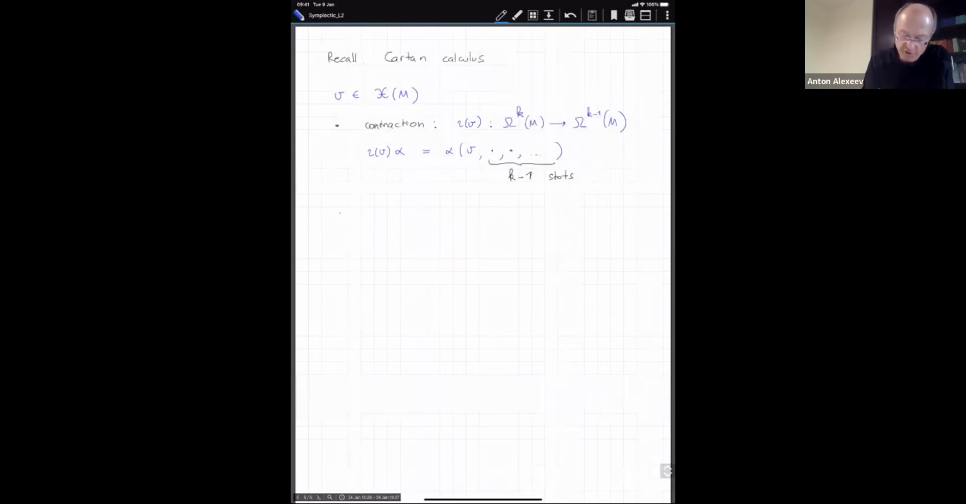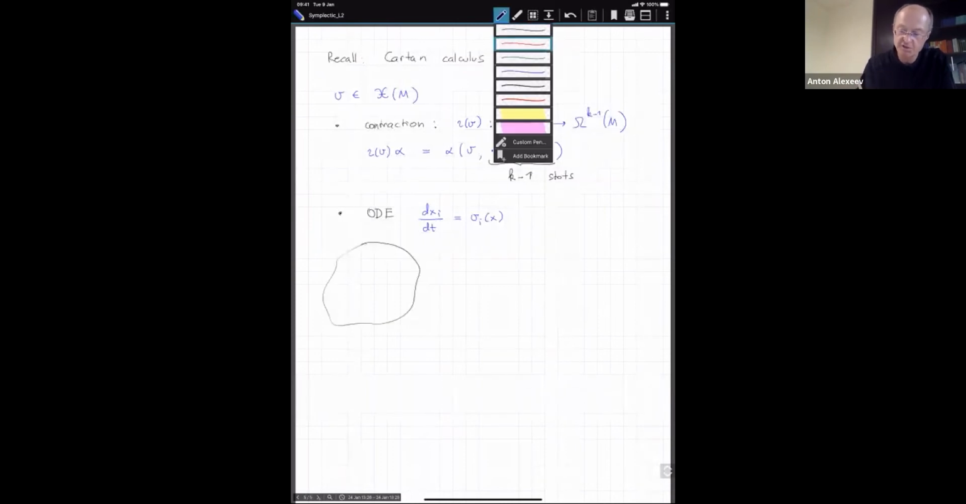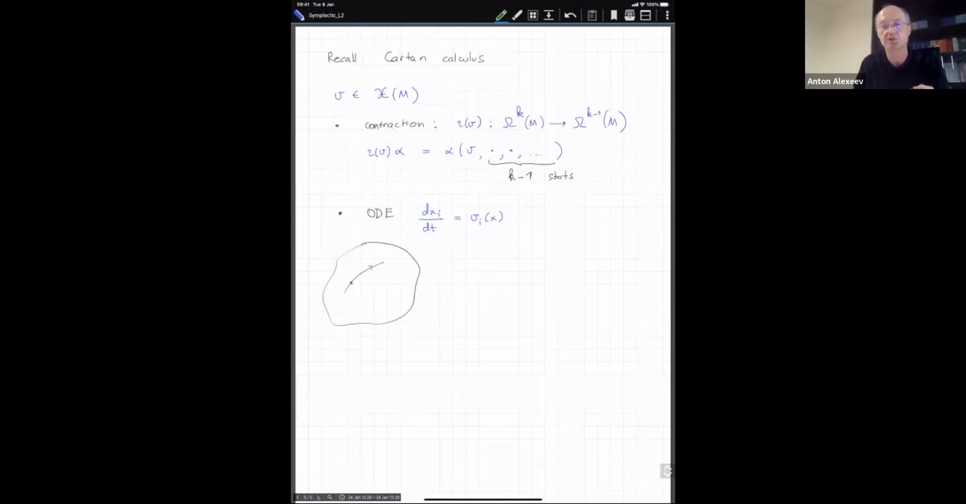Now the second operation is more involved. From a vector field you can produce an ordinary differential equation, which looks like that. Again, I write it in a local chart. Let's assume that at least for some short time this differential equation integrates. Integration of ODEs is a complicated question, but let's assume that at least for short time you can associate trajectories to this differential equation.